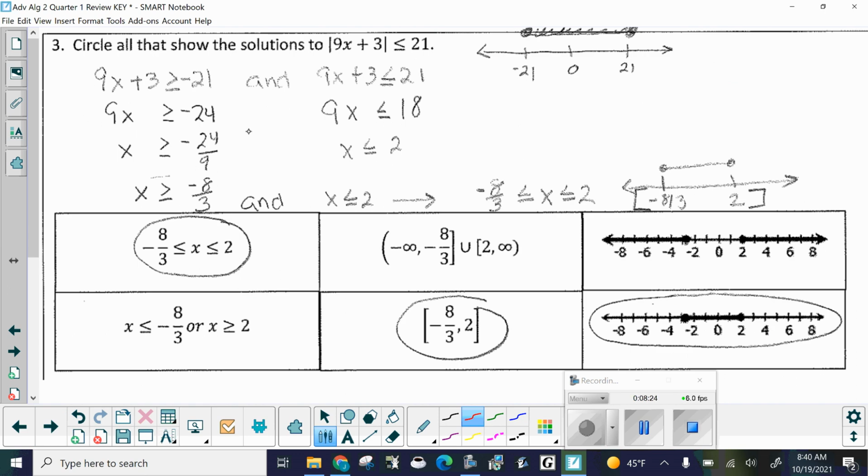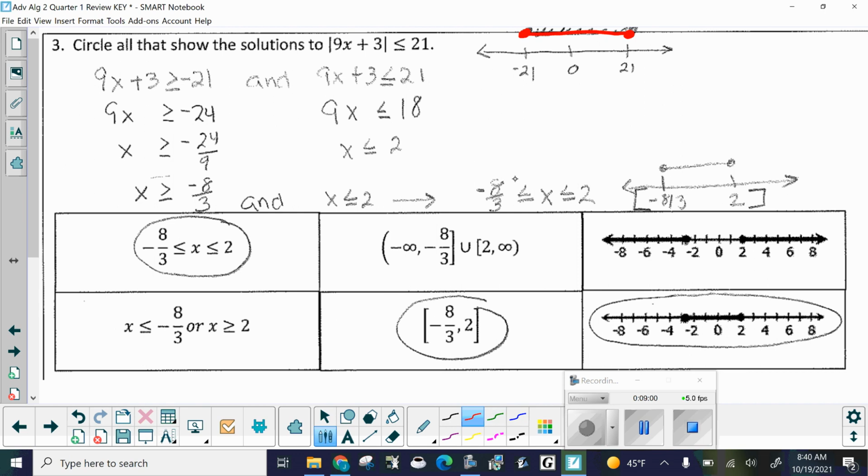This third problem says circle all the solutions to absolute value of 9x plus 3 less than or equal to 21. First, I notice that the absolute value is isolated. Great. Then I want to draw my picture. So the stuff inside here is less than or equal to 21 steps. So here's exactly 21 to the left. Here's exactly 21 to the right. And I am somewhere in between or on one of those 2 points.